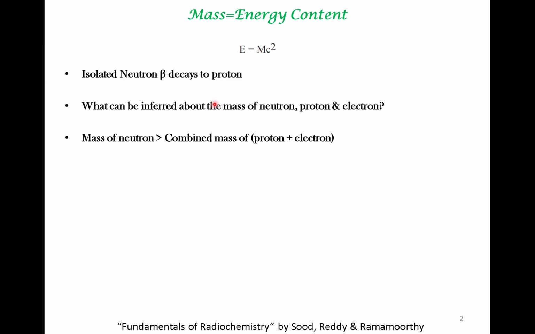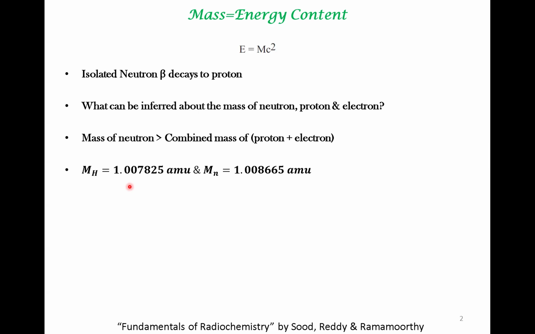So when you put all these things together, you can say that the mass of the neutron is greater than the combined mass of the proton and electron, because it is unstable and decays to these products. So let's look at the numbers. The mass of the proton is this much atomic mass unit. The mass of the neutron is 1.00 this much atomic mass unit. So you can see that the neutron mass is greater than the proton mass. And you know what the mass of the electron is with respect to the proton, right?